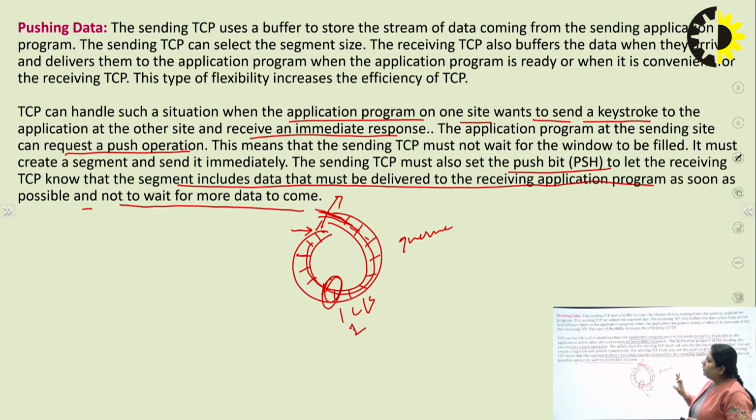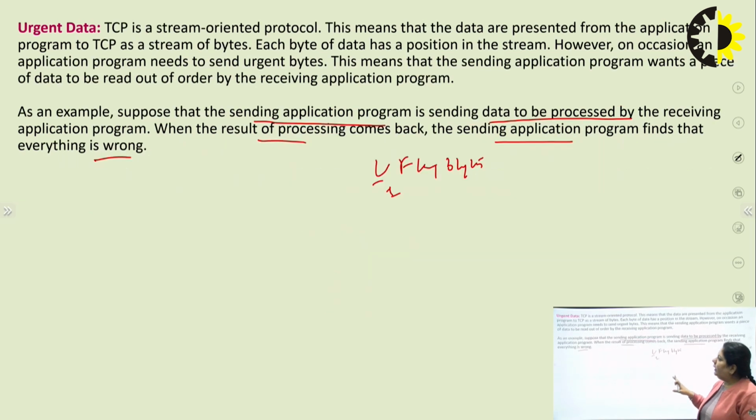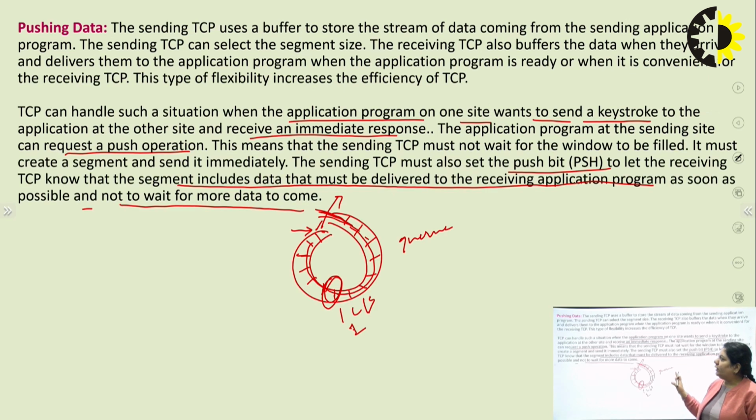So for both situations, when urgent data is sent and when the data requires an immediate response, we have two flags, the push flag and the urgent flag. When we want to send urgent data, the urgent flag is set to 1, and when we want to send push data, the push flag is set to 1.